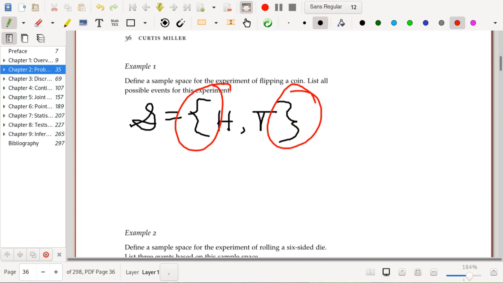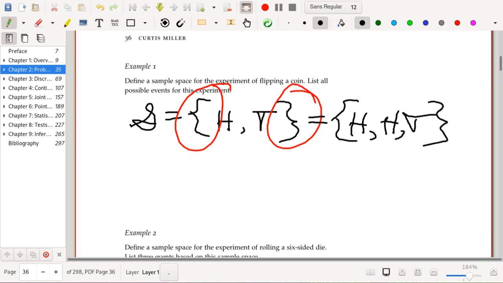Another important fact about sets is that the objects in sets only appear once, generally. For example, this set is the same as {H, H, T}. So at some level, there's uniqueness in a set. You get imposed uniqueness. So if you list heads twice, it's the same set. Okay?